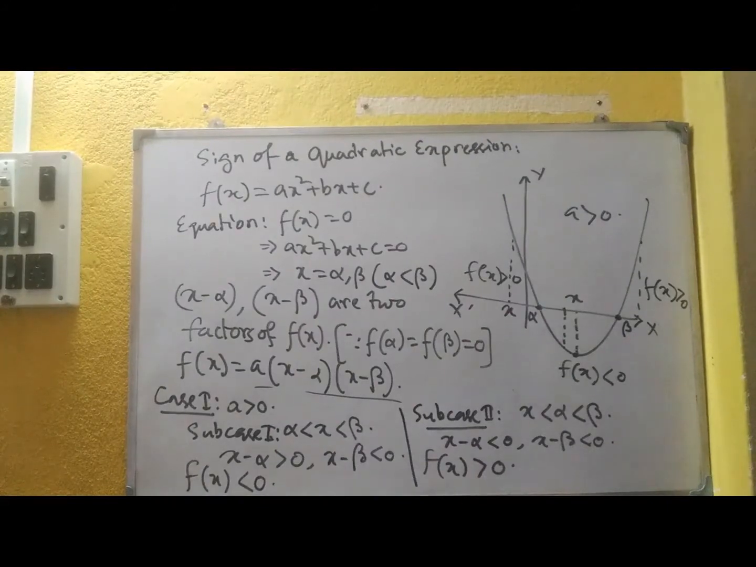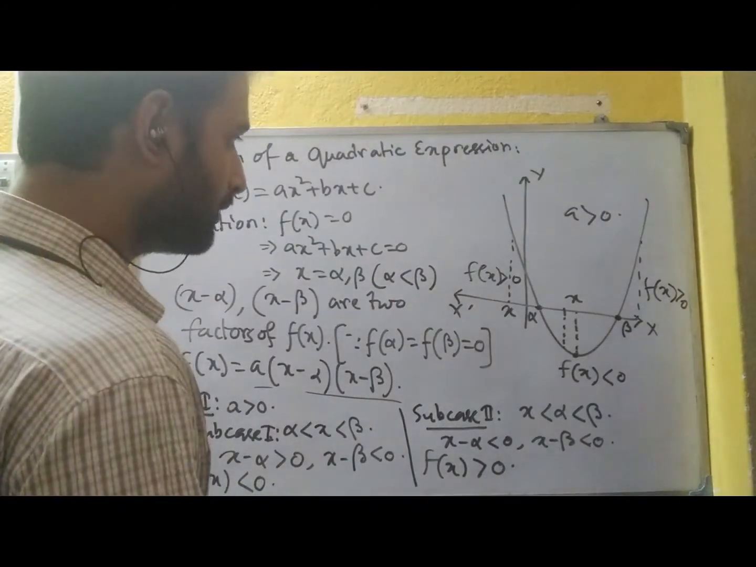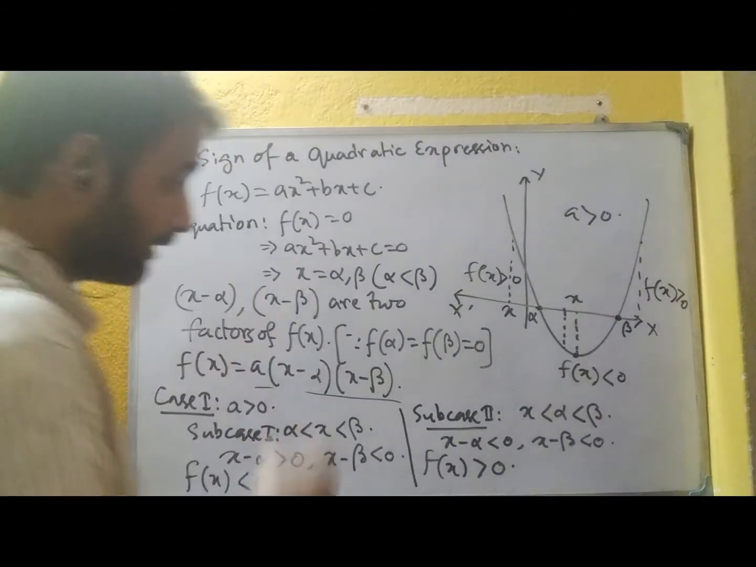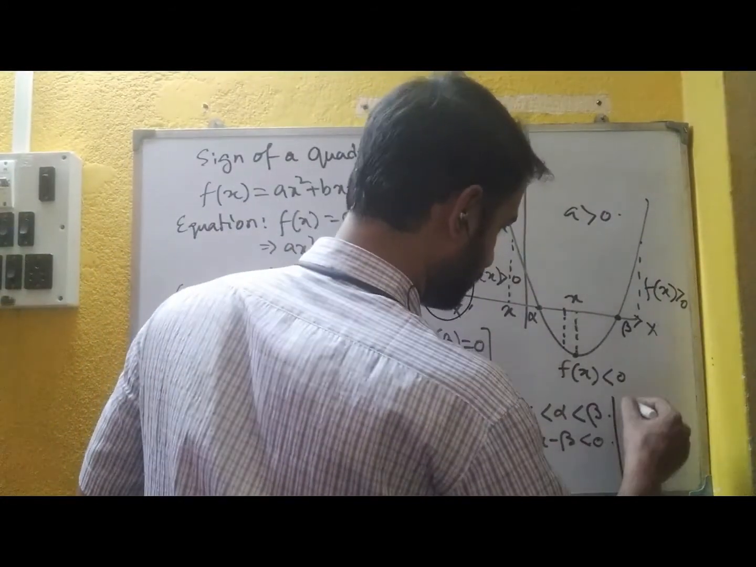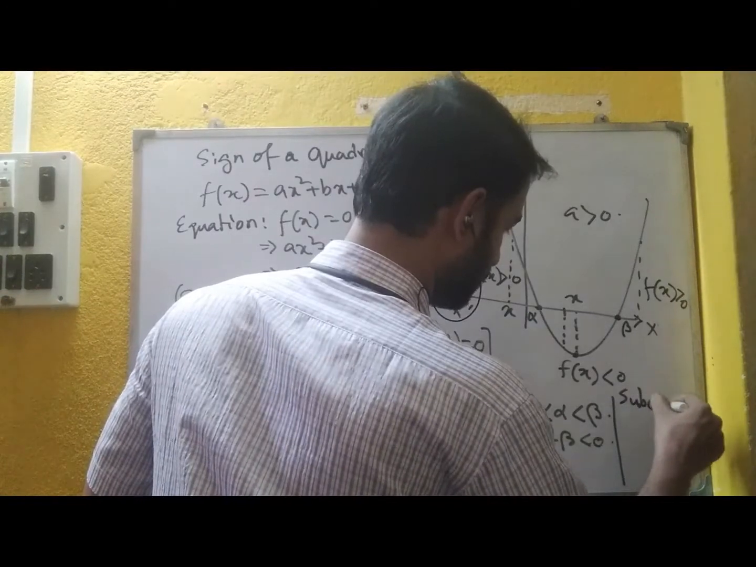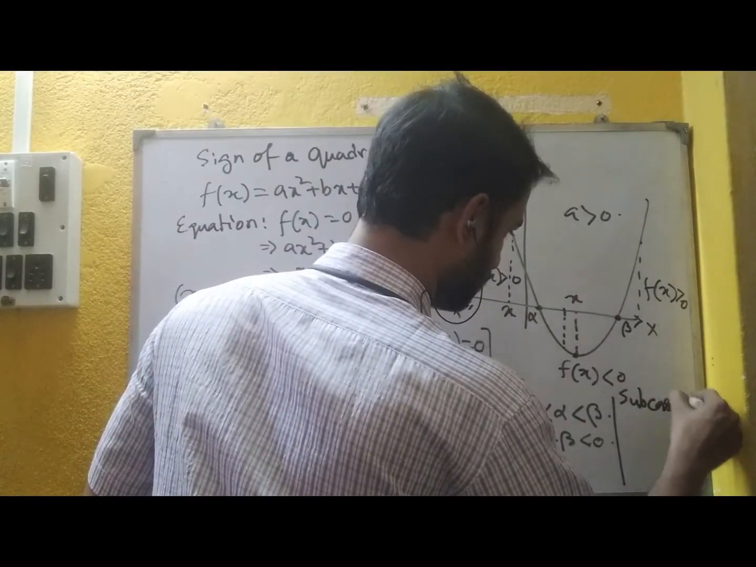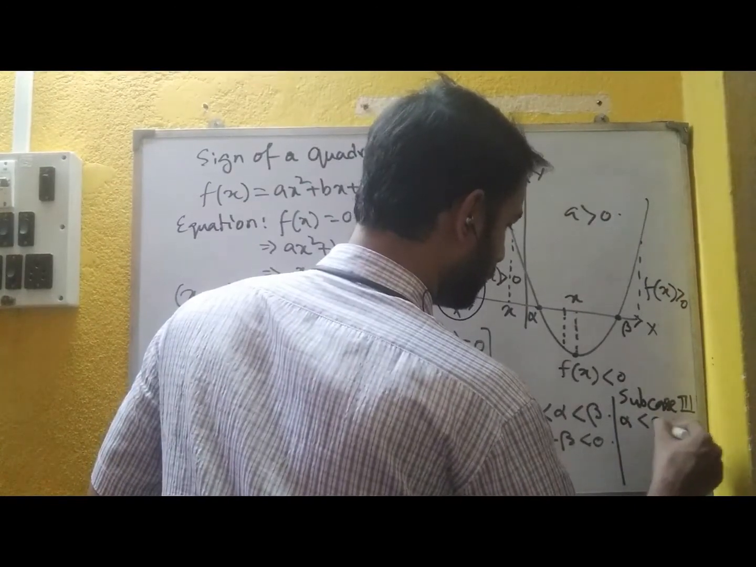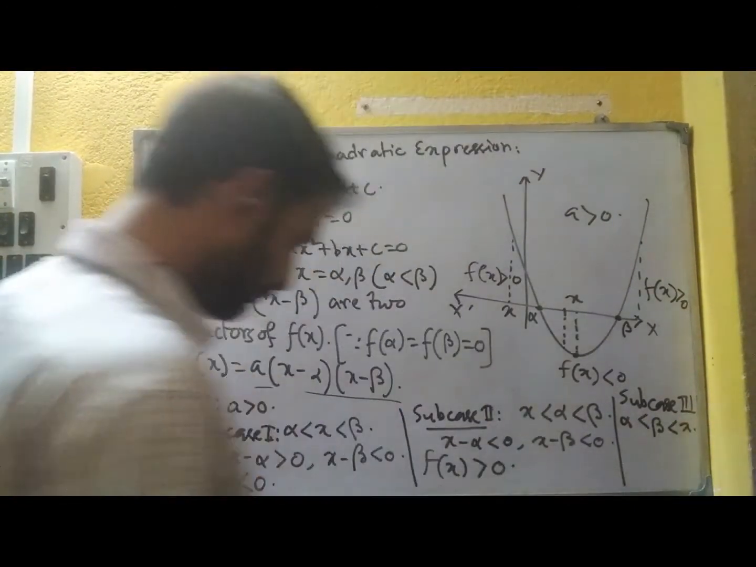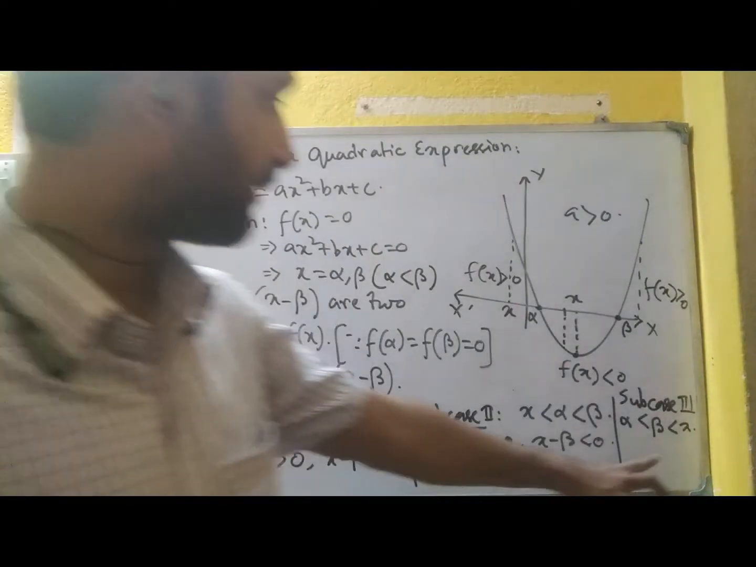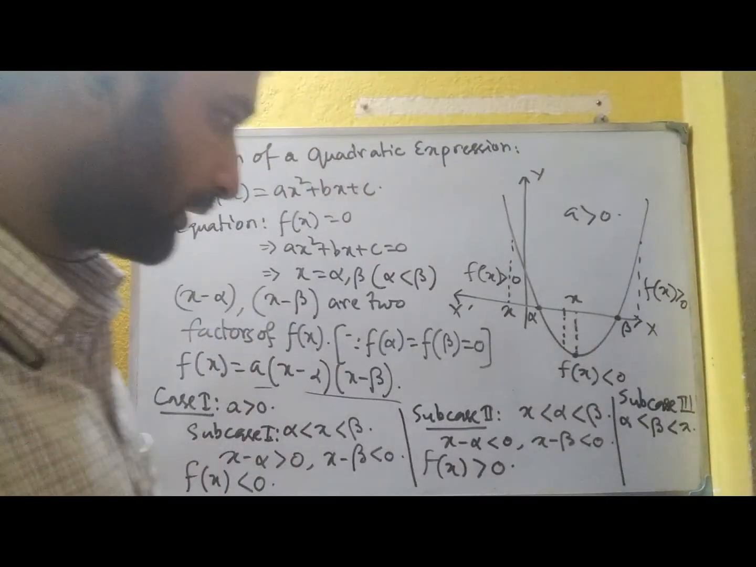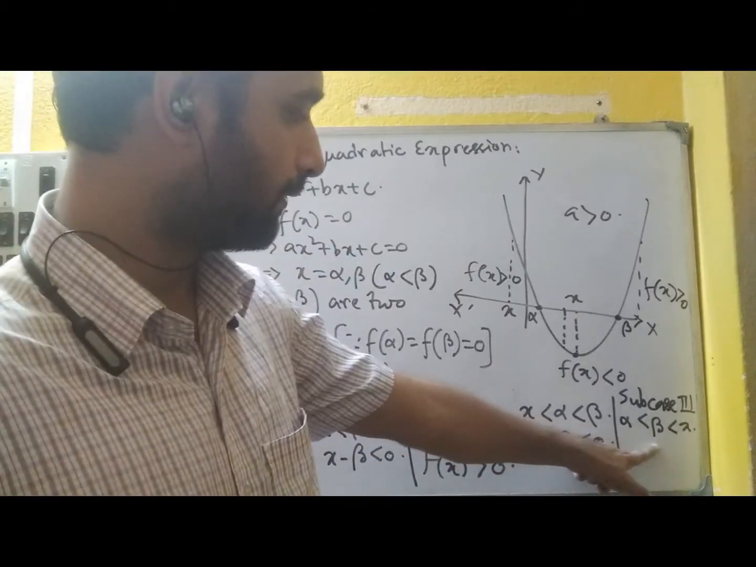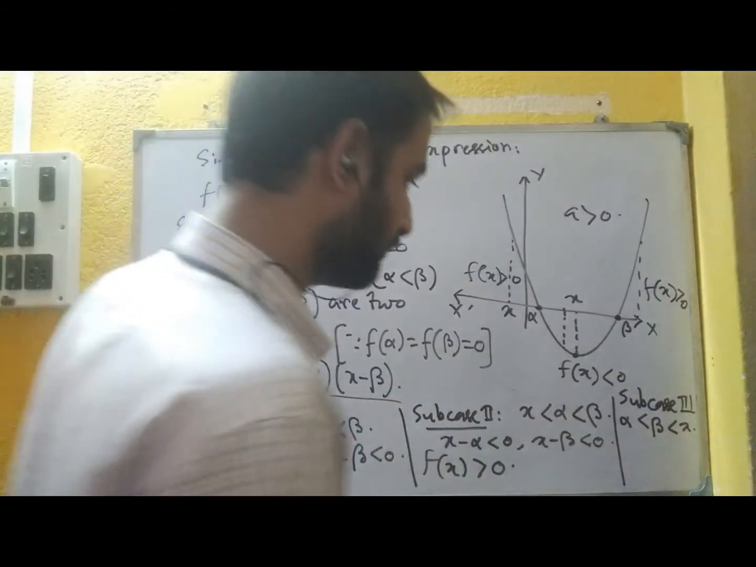And similarly, if you consider subcase 3, that is alpha less than beta and beta is less than x. So basically you are taking x on the right-hand side of beta, which is greater than beta. So again you can see both the factors x minus alpha and x minus beta are positive.